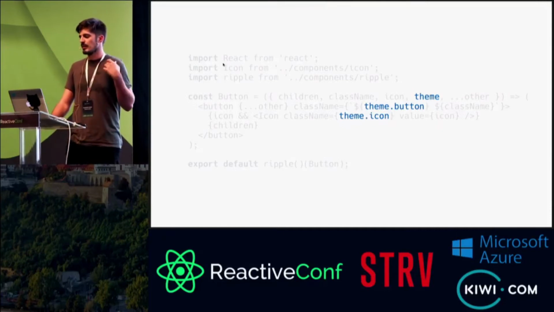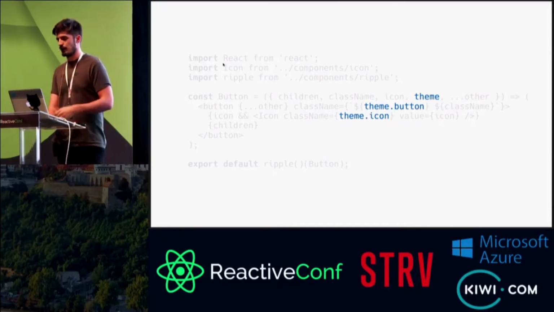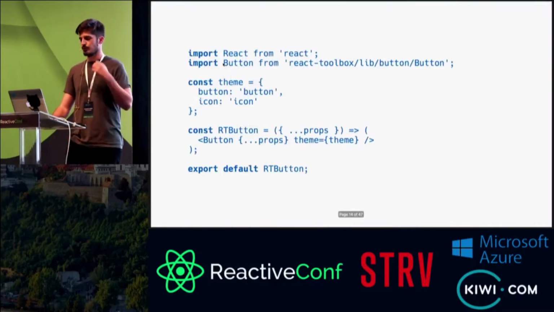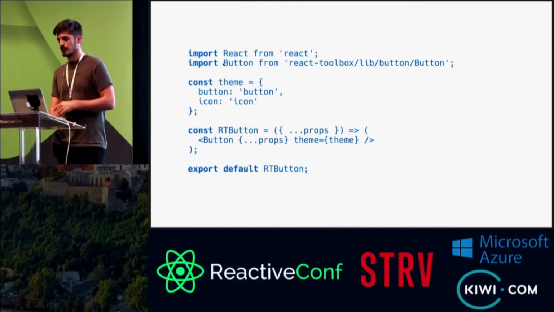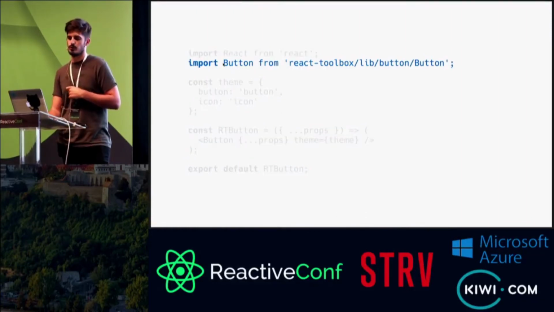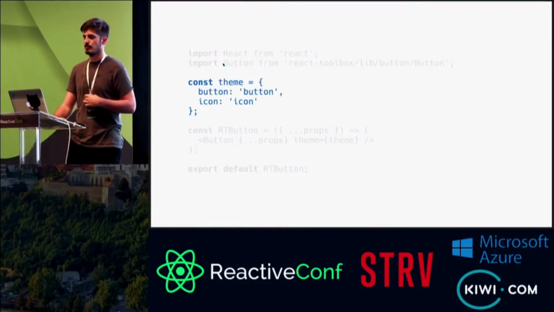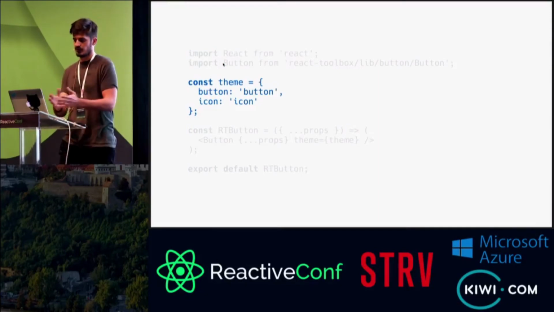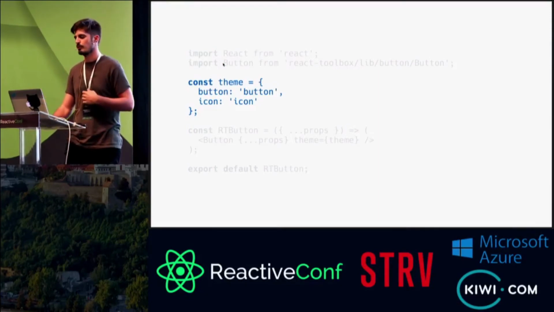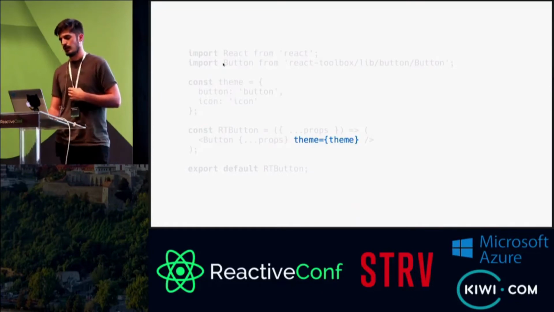So I think it's way better if you just get a theme property and use it in your render markup like this. So the responsibility of injecting that theme goes up. You will be importing a React Toolbox component when you are going to use it, and defining a theme, which is just a CSS module, how a CSS module is resolved, and injecting it into the component.